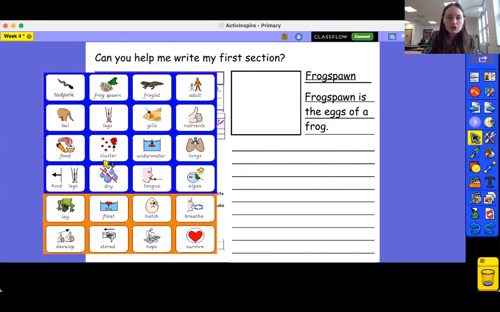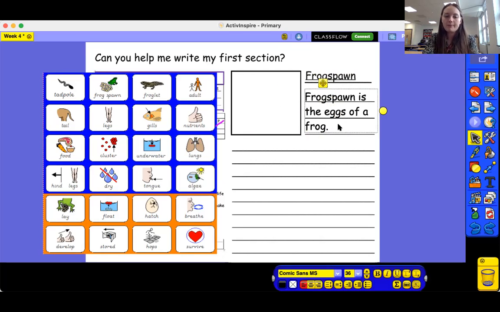Fantastic. So the word that's jumping out to me is this one here, cluster. Because it's a cluster of eggs in jelly, isn't it? And it floats on top of the water. So I'm going to say that in my next sentence. Frog spawn is the eggs of a frog.